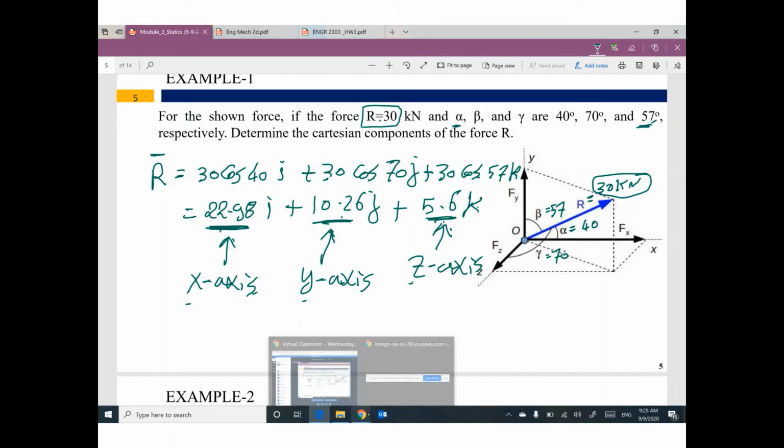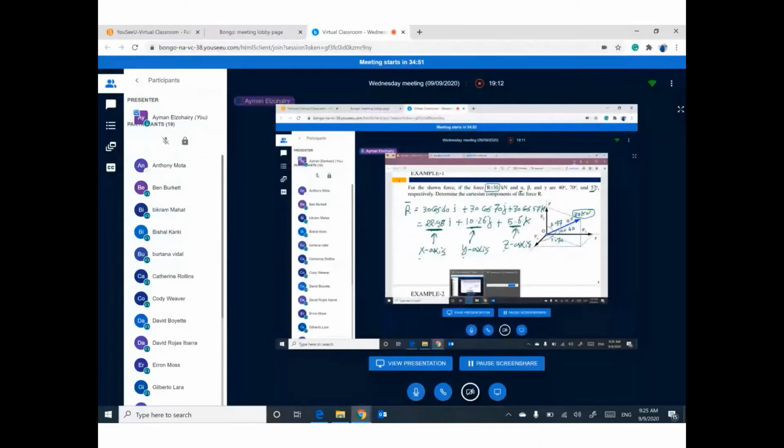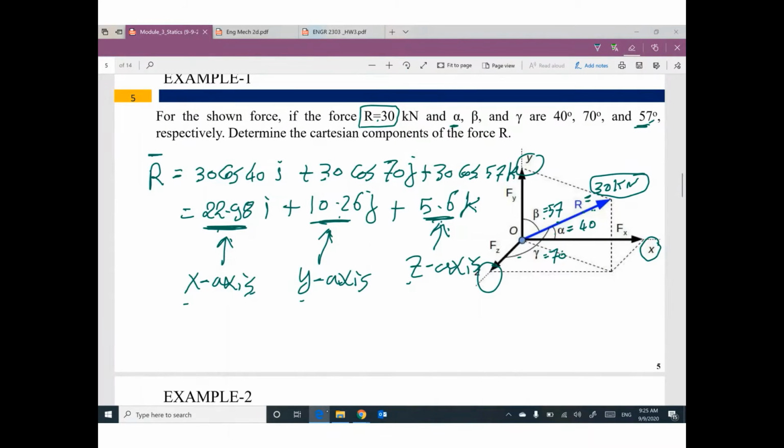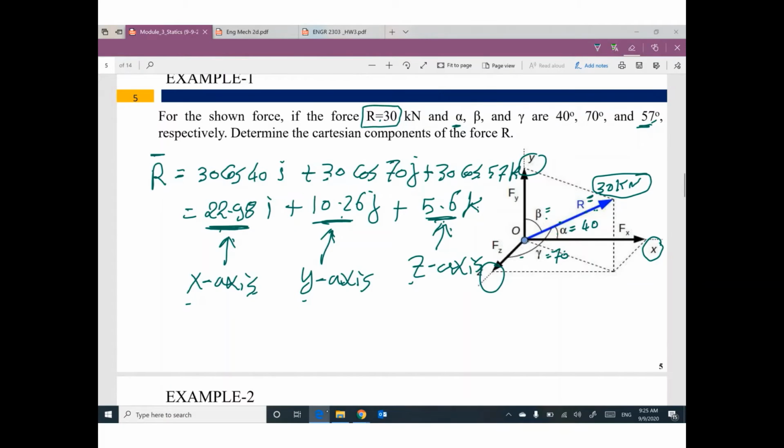Any questions so far? It's very easy. Just give me the force and give me three angles. First one between the force and the x-axis, between the force and y-axis, between the force and z-axis. Whatever, I made a mistake here, there is beta equal 70 and this gamma equal 57. I'm sorry. Anyway, it will not change anything. So this one is alpha, beta, and gamma. Any questions so far?